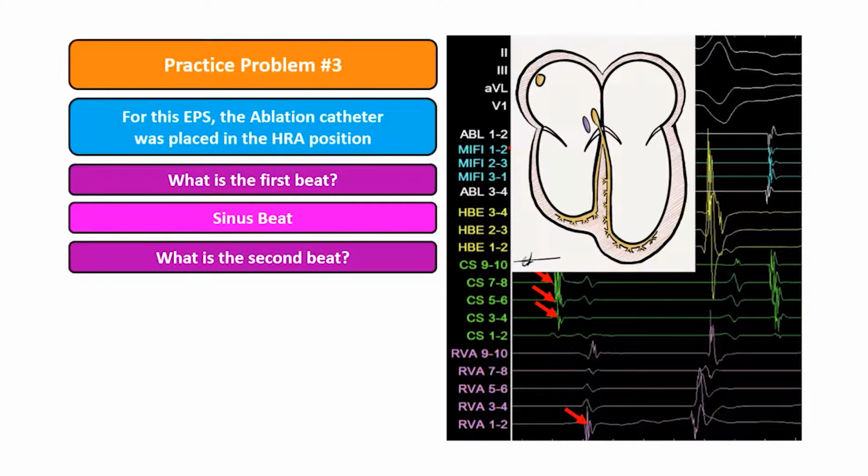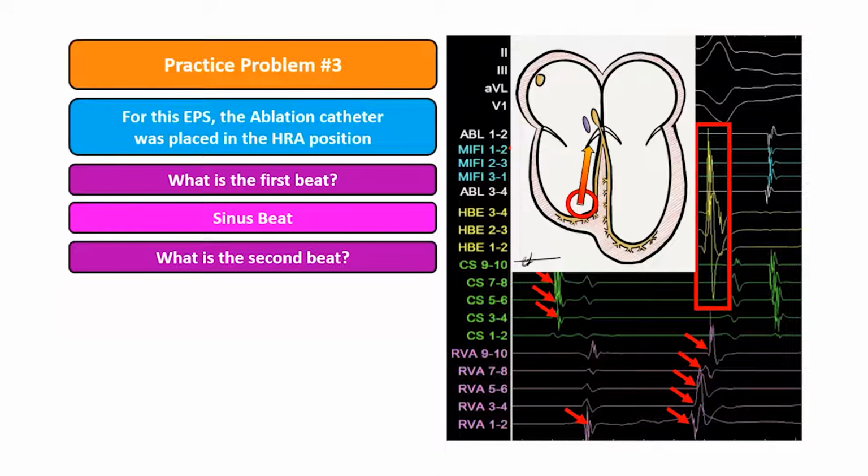Well, let's take a look here at our cartoon and our intracardiac electrodes. So what we see here is a local ventricular electrogram that's recorded on our RV apical distal electrode pair. Next, we see a series of local ventricular electrograms that march their way up from distal to proximal along our RV apical catheter.